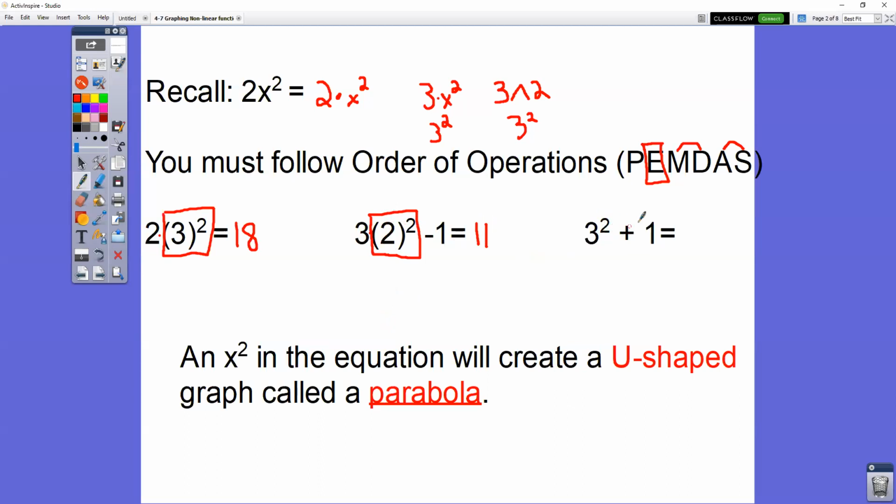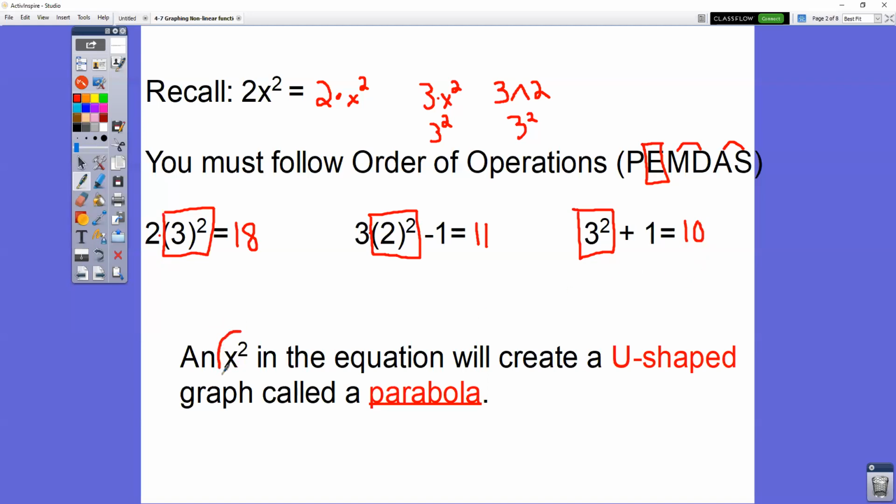If you have a 3 squared plus 1, again, you have to do the 3 squared first. 3 squared is 3 times 3, which is 9, plus 1 is 10. Always make sure you do the exponents first.